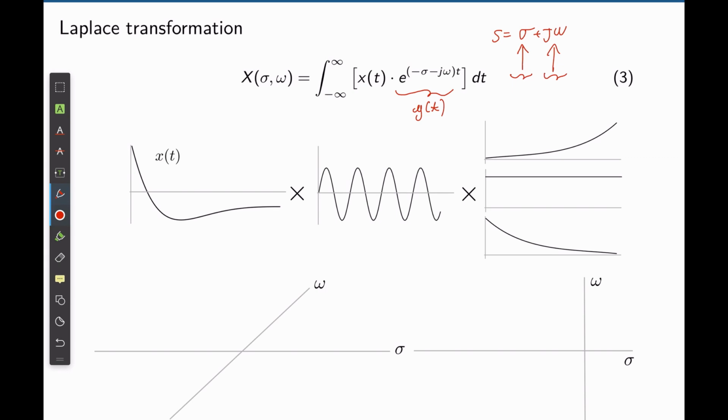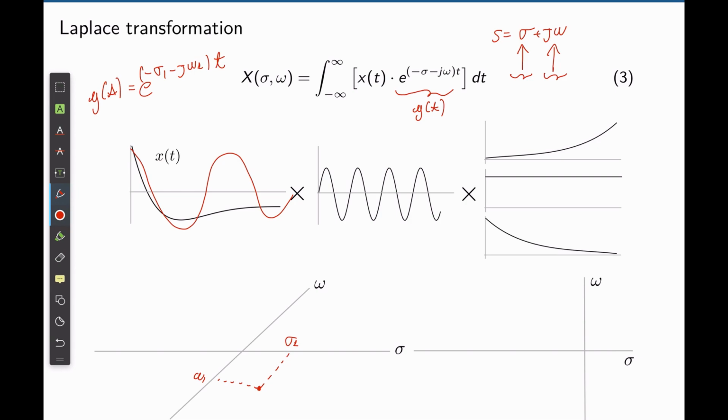Let's take this 2D plane where one axis is sigma and the other axis is omega. Now let's pick a point on this plane. When you pick a point here, we are specifying a value of omega and a value of sigma. We can now create y of t as the exponential of negative sigma 1, negative j omega 1, times t. And this will result in a random signal that we created. Let's assume that that signal is this red curve.